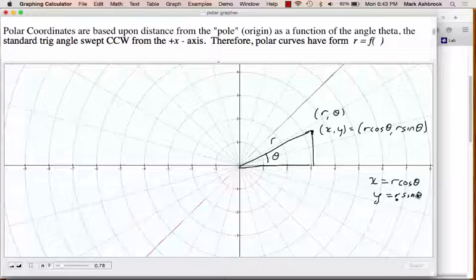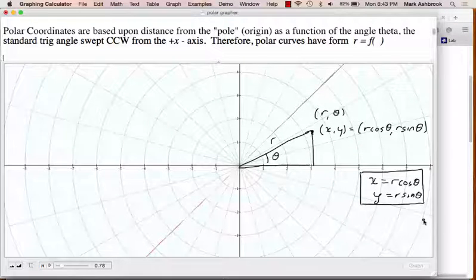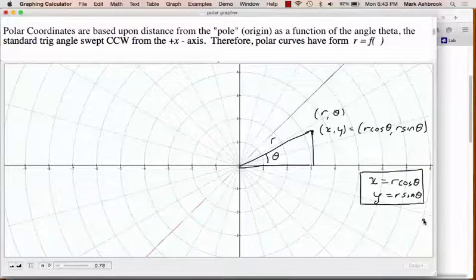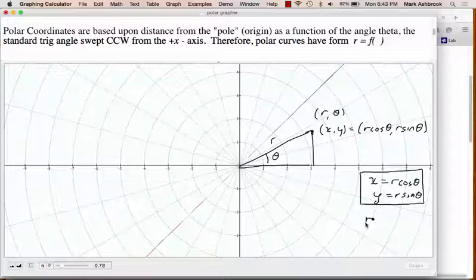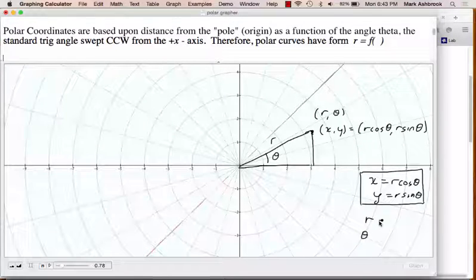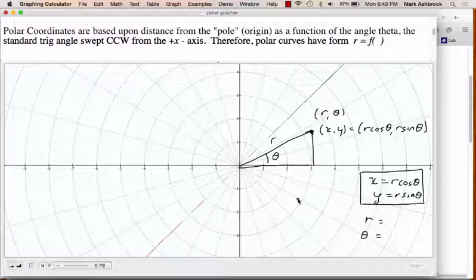Now the opposite is we have something, an equation or a point in terms of x and y, and we want it in r and theta. So if we knew the x, y coordinates of this point, what would r be? How would we find r given the x and y coordinates of that point?